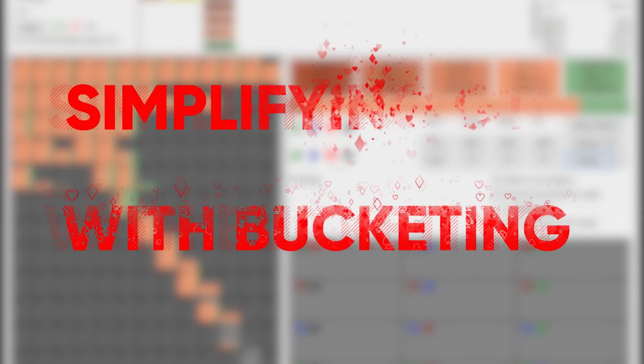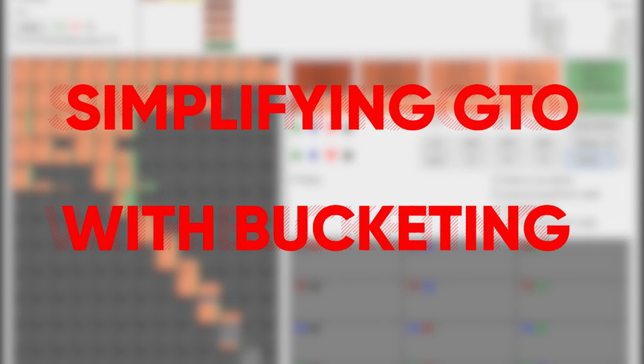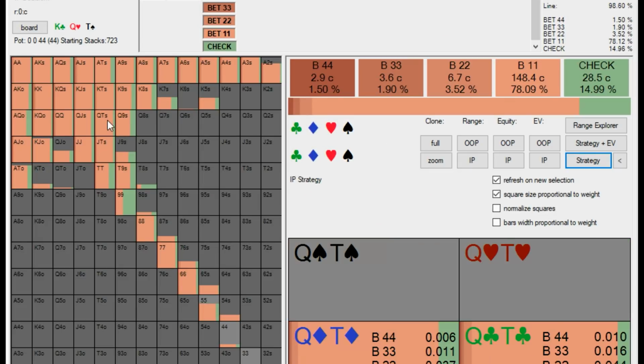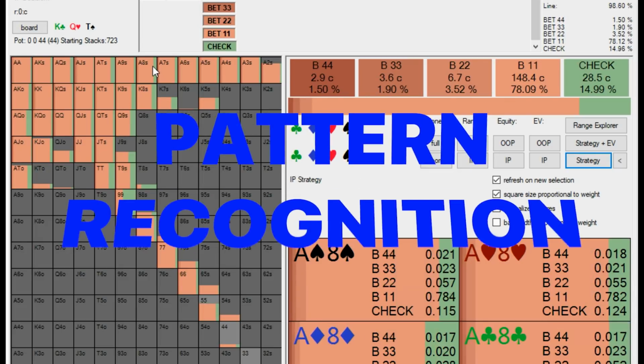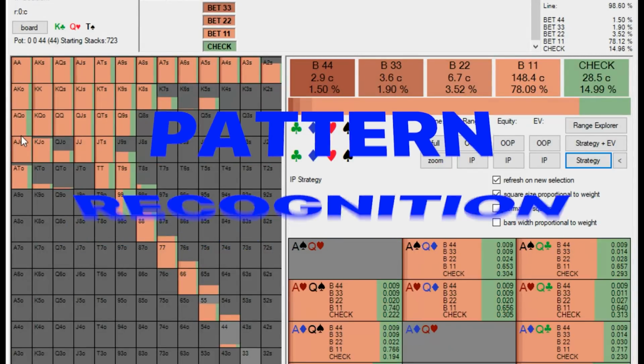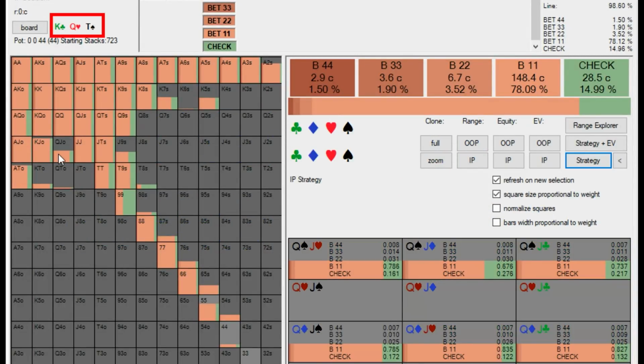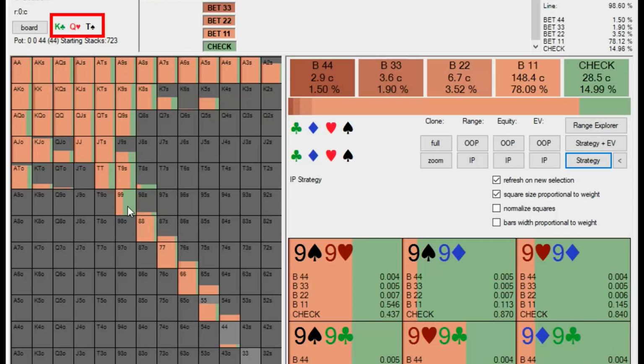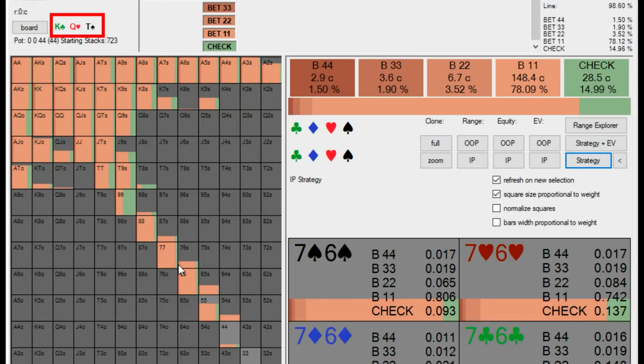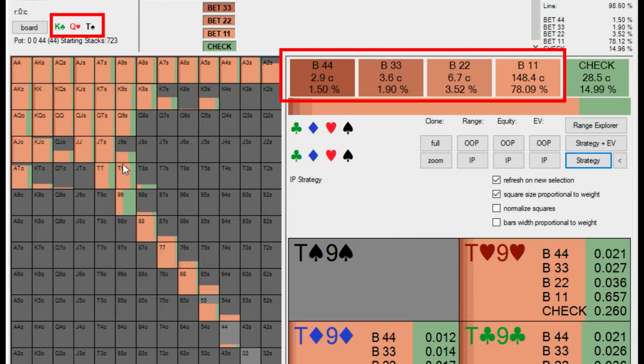In this video, I'll be going over a method to simplify learning and implementing GTO strategies. One of the most common ways people learn poker is through pattern recognition. For example, when we see a flop with all high cards, we understand through experience that the preflop aggressor has an advantage on this board and should generally be doing a lot of c-betting.